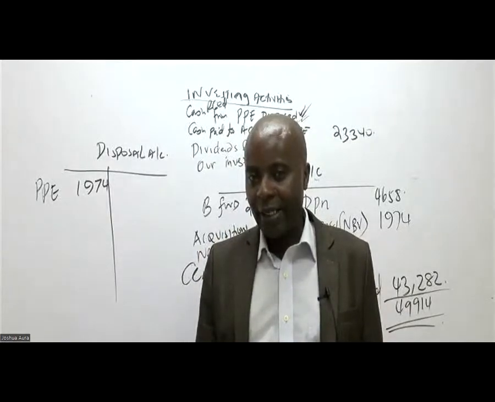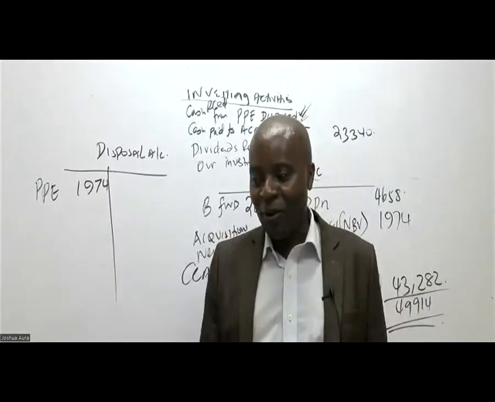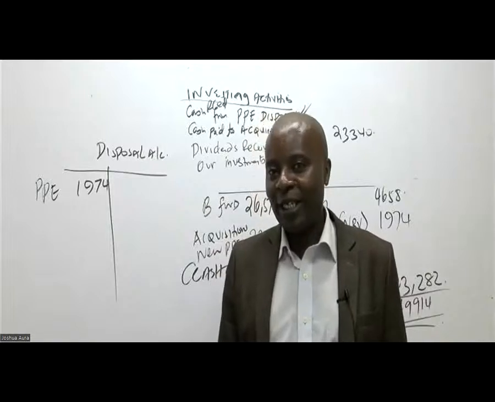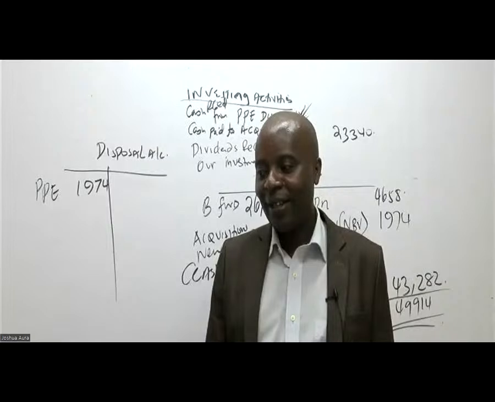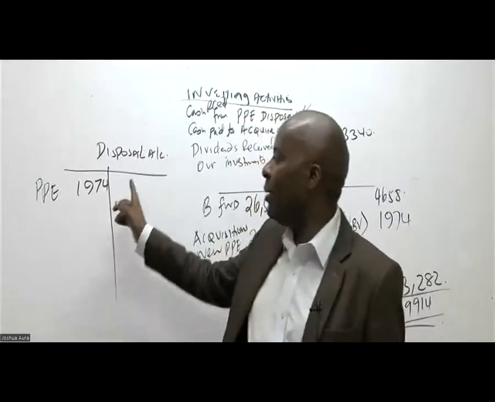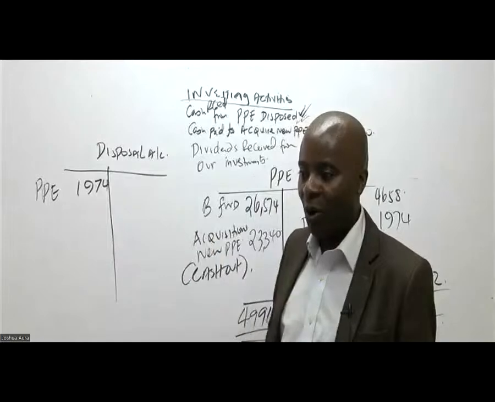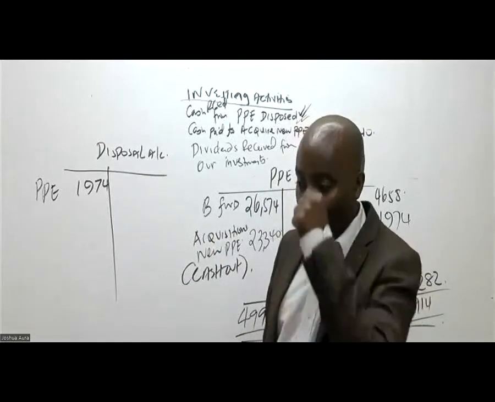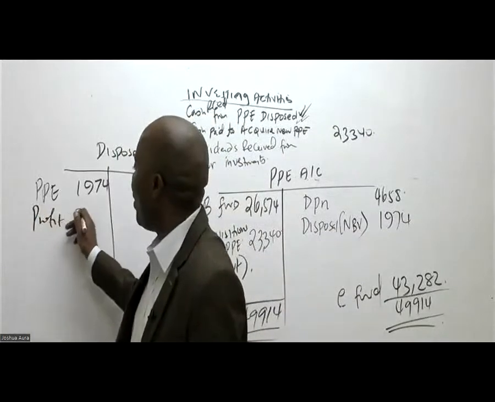Debit P and L? No. With a profit, you can't debit P and L. We are supposed to credit the P and L, and then we debit this account. We debit disposal with the profit. So in this case here, debit disposal. So we have here profit of 720, and that is it.